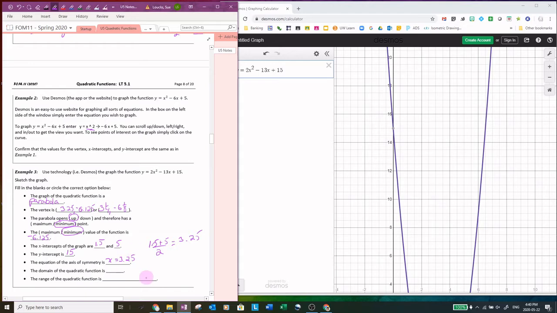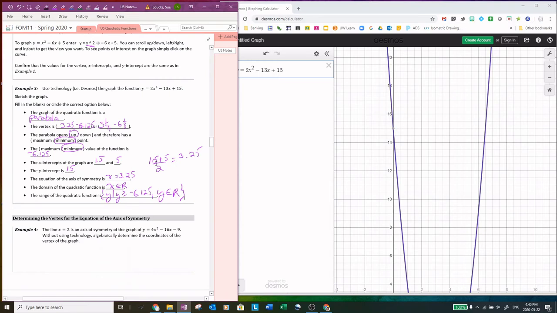All right. The domain of the function, the domain is all the x values, so x can be any real number. And the range is y such that y is greater than or equal to negative 6.125, and y is a real number. All right, you just have to memorize that that's what you're going to write for those things. Okay?